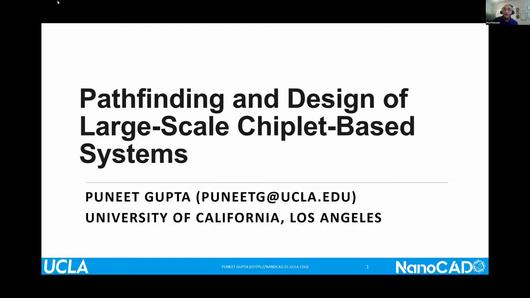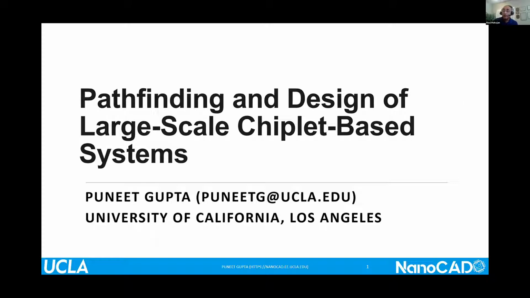Our next speaker is Puneet Gupta. Puneet received his BTech in electrical engineering from IIT Delhi in 2000 and a PhD from UCLA in 2007. He's currently a faculty member with the Electrical and Computer Engineering Department at UCLA. He co-founded Blaze DFM in Sunnyvale in 2004 and served as its product architect until 2007.